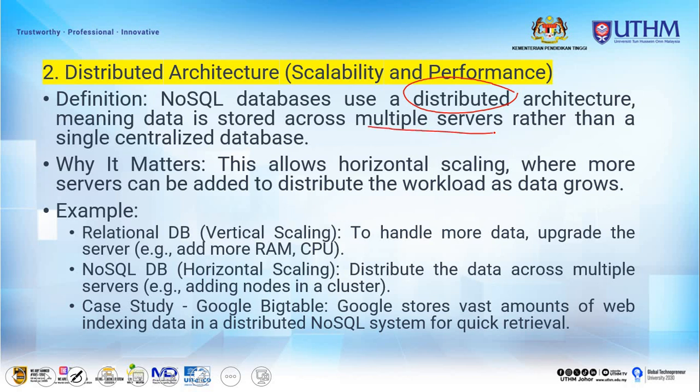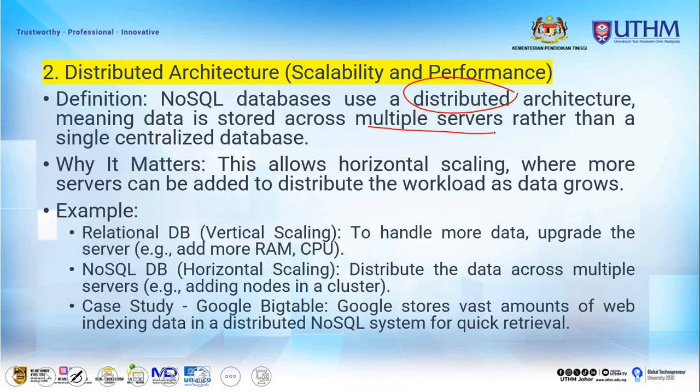One reason why they are stored in multiple servers is that there is one advantage. When you store the data in multiple servers, let's say one server has an issue, you still can get the data from the second server. So this is the use of multiple servers when it comes to NoSQL. So why does it matter? This allows horizontal scaling. We will see what horizontal scaling and vertical scaling are, where more servers can be added to distribute the workload as the data grows.